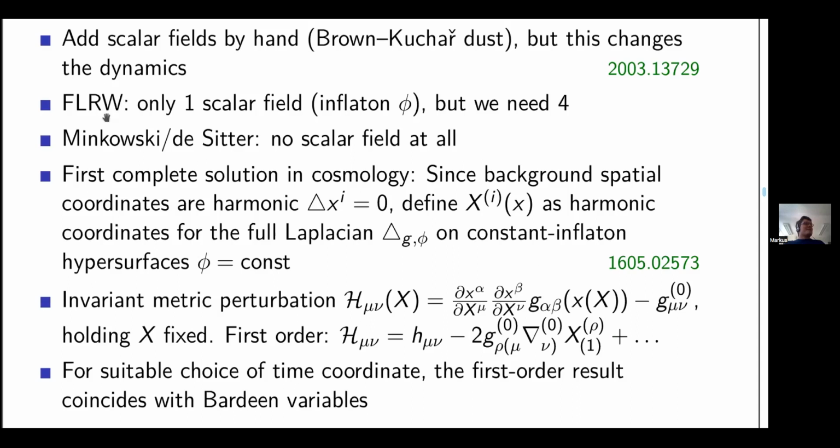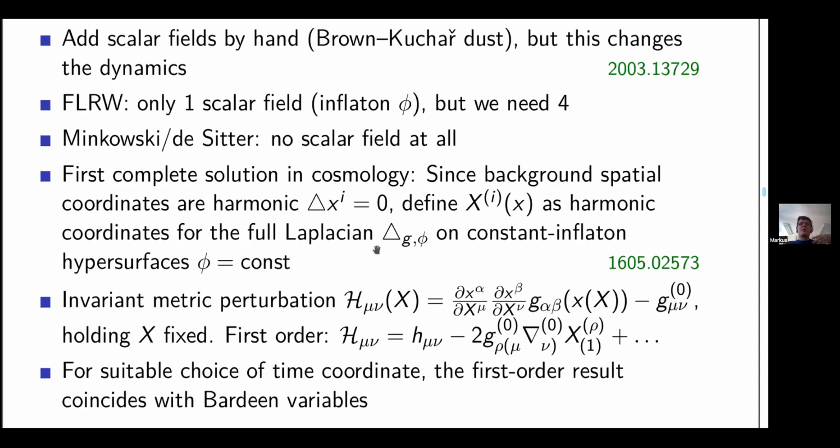You take your FLRW background, you have one scalar field, the inflaton. That gives you a time coordinate. And then, since the background spatial coordinates, they're harmonic. So FLRW, it's conformally flat, and the constant time surfaces, they're just flat Cartesian. And these coordinates are, of course, harmonic. Laplacian of x, second derivative gives you 0. So what they did is to define the capital X, at least the spatial ones, as harmonic coordinates for the full Laplacian. So you take your hypersurfaces of constant phi in your perturbed metric, you compute the Laplacian on these hypersurfaces, and then you define X as harmonic coordinates for this Laplacian.